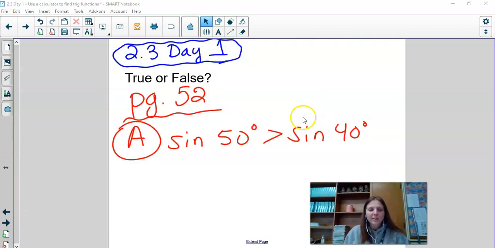So we're going to learn how to type this into the calculator. You want to write down these examples, and we're going to decide if these are true or false statements. And you can see page 52. First one. So again, write this down. The sine of 50 degrees, is that greater than the sine of 40 degrees? So we're going to figure that out by doing the calculations on a graphing calculator.